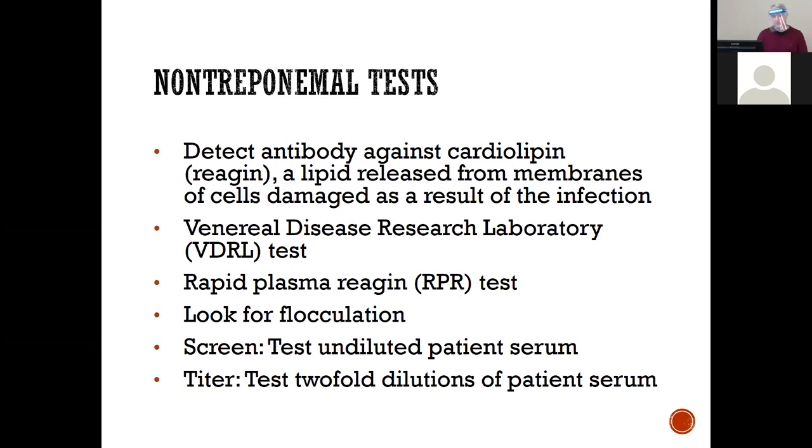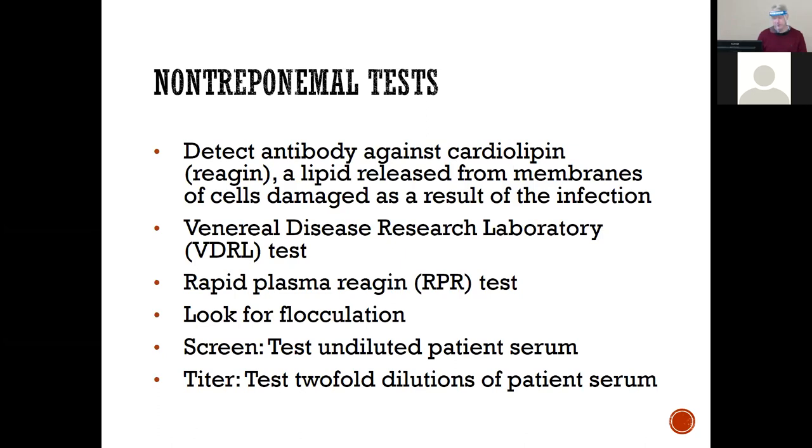So this is an antibody kind of like the heterophil that we talked about, but this is definitely your body producing against something that was released due to the damage. So it's not a different species of some kind, right? We're talking about our own reagin, our own cardiolipin. So that's what we're looking for.